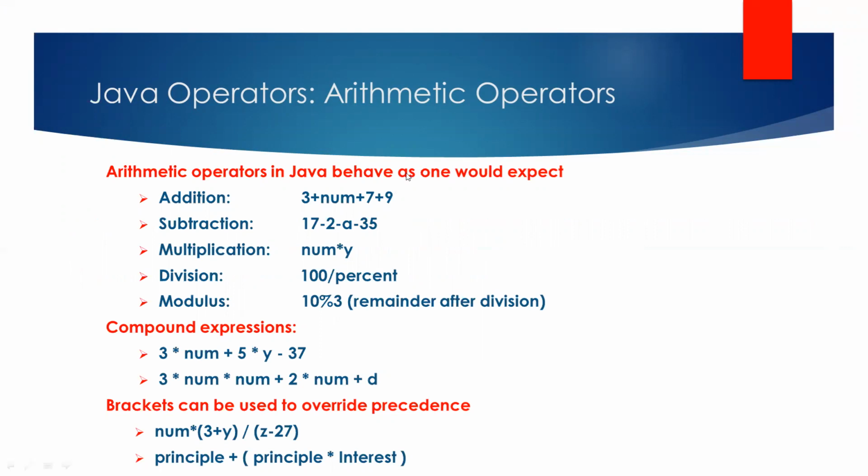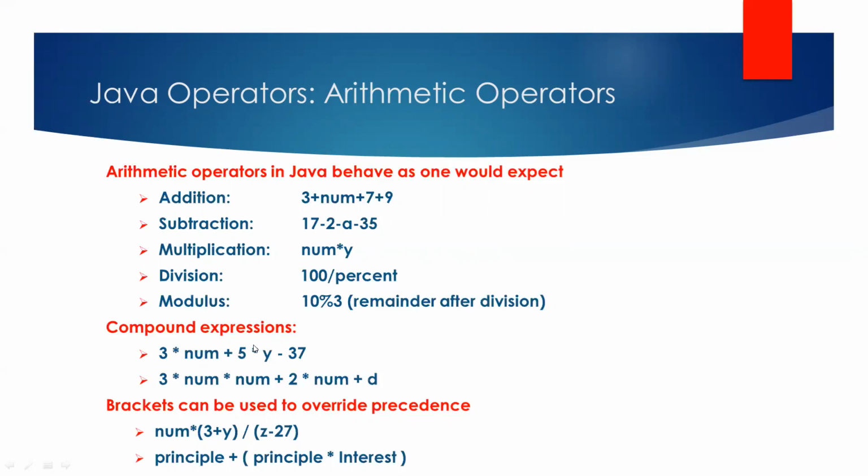Addition: we can perform num plus 7 plus 9. Num is a variable that holds the value, so we can write like this. Subtraction, like this: 17 minus 2 minus a minus 35. Multiplication: if you have a variable num with some value and y with some value, then you can multiply them. Division, that is 100 divided by the value, and modulo. Modulo every time returns the remainder.